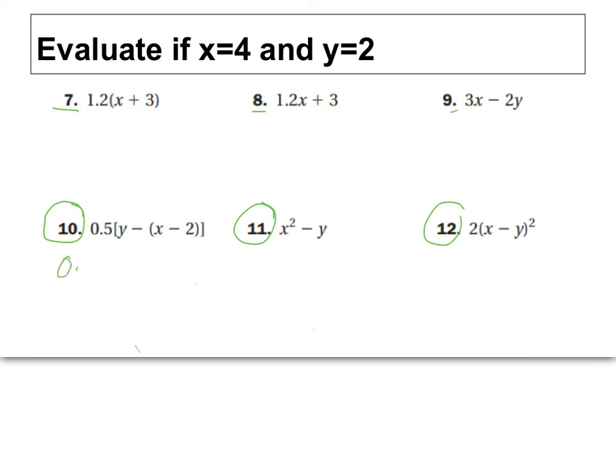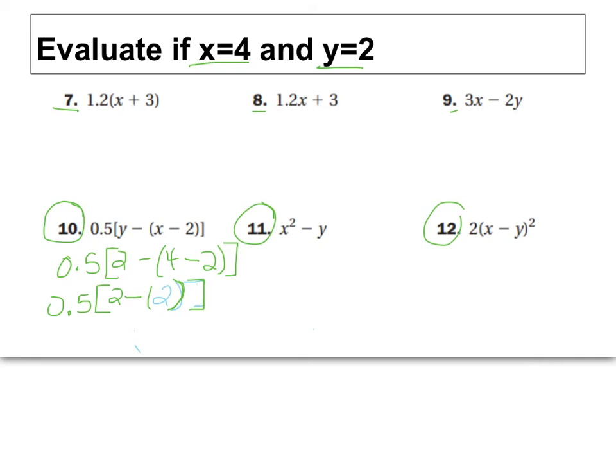We've got 0.5 bracket y, which is 2, minus parentheses x, which is 4 minus 2. All right, so now we have to evaluate this problem. We got to work inside the bracket first, and then also work inside the parentheses, which is inside the bracket. So that is going to be another 2. There we go. So that gives us the 4 minus 2, which is 2.